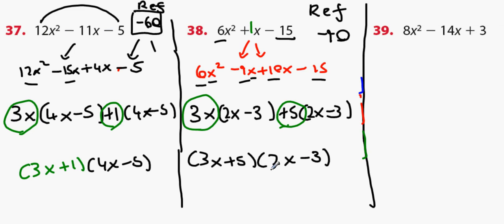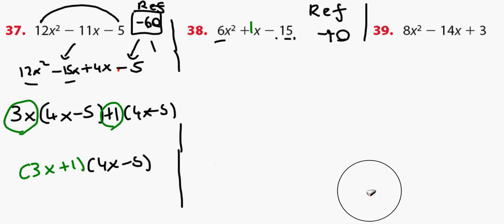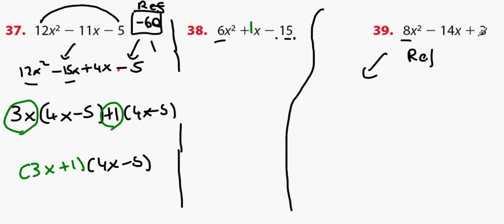Now, finally, the last one. We're probably going to need a bit more space for this one, so I'm just going to rub the last answer out. And we'll try and do this one here. Okay. The reference number is going to be 8 multiplied by 3, which is 24. We're going to break 24 up into its factors.